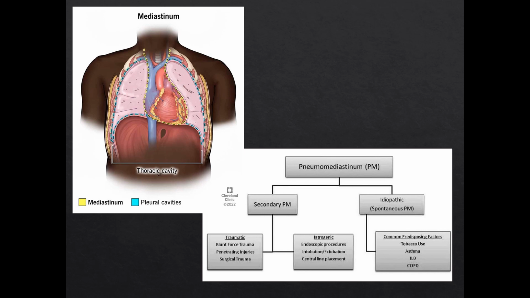Secondary pneumomediastinum would be then from some kind of secondary cause, often blunt or penetrating injuries to the chest or abdomen or the structures contained therein. Most notably, you hear about this with things like Boerhaave syndrome or from trauma from iatrogenic causes.